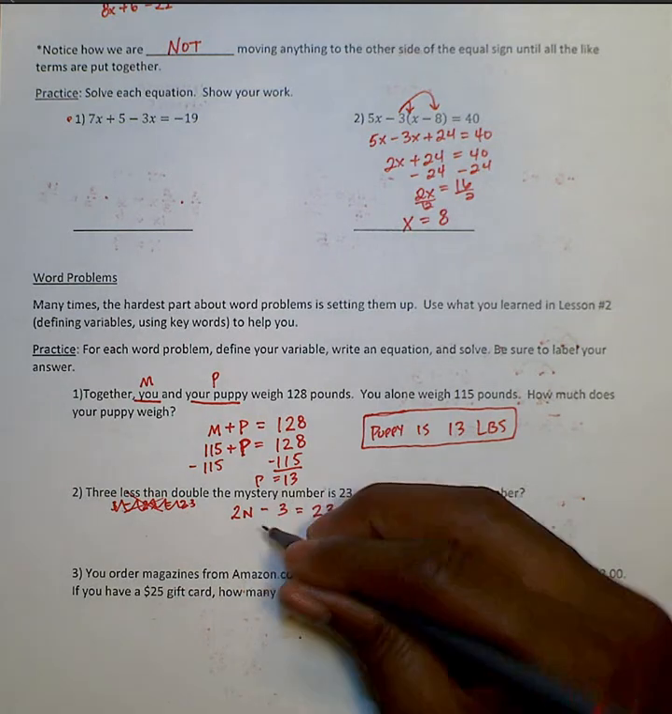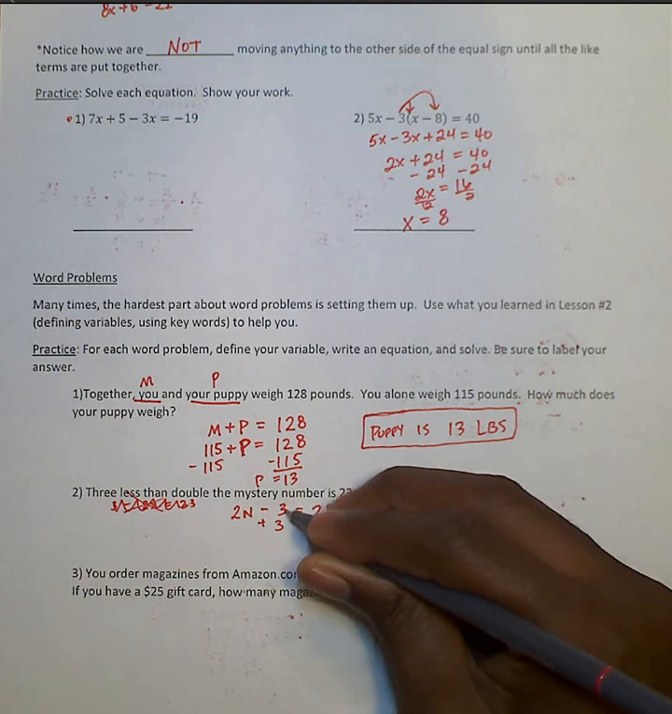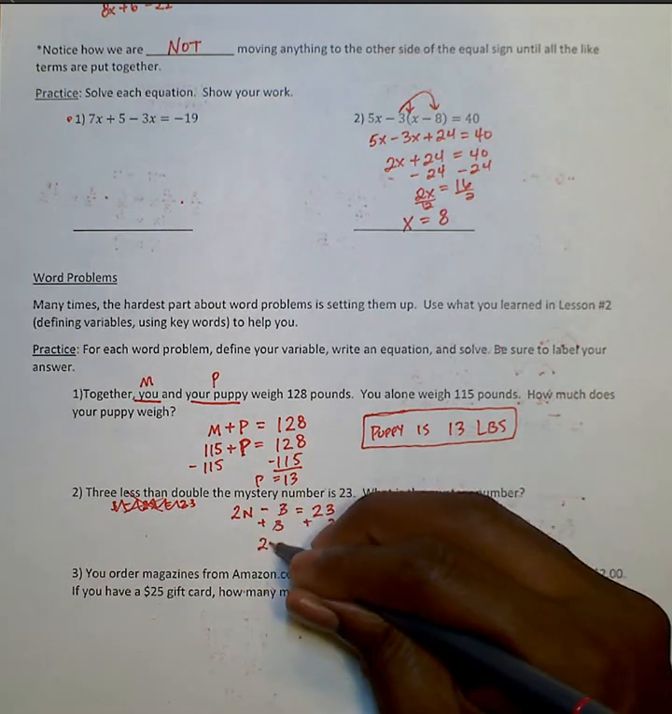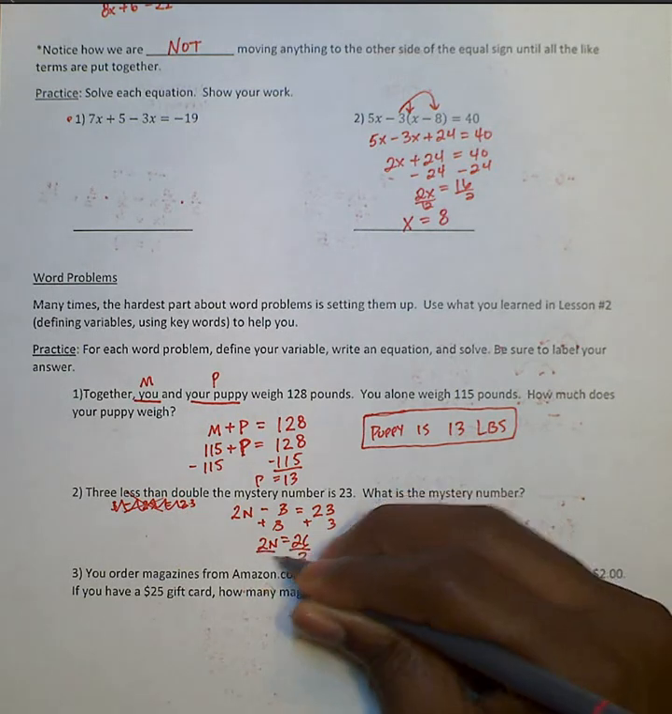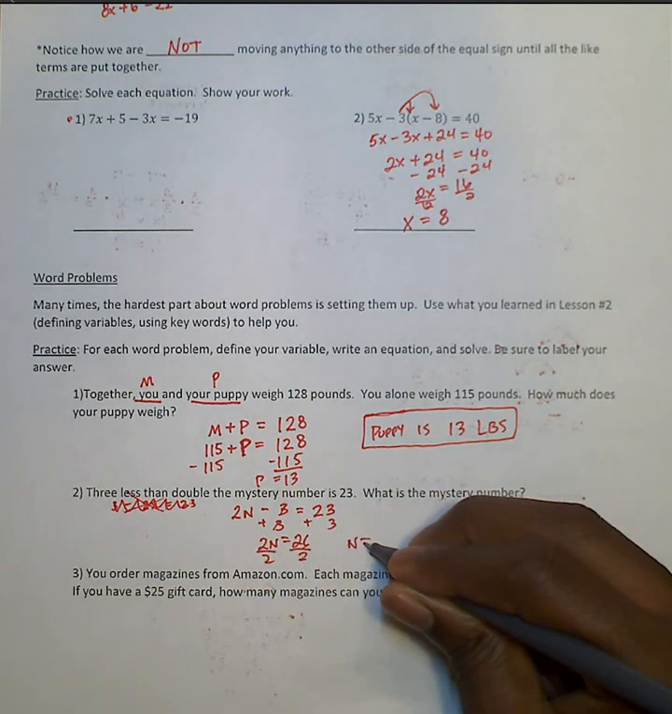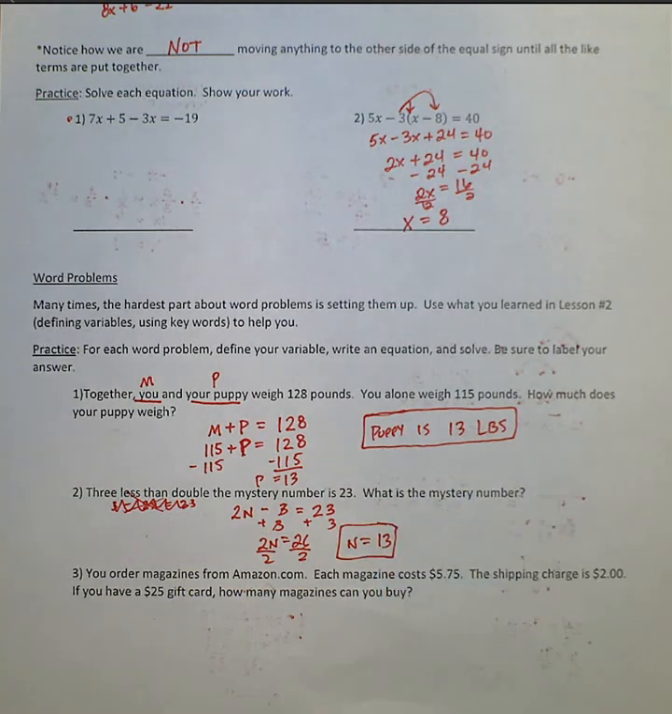I'm going to add 3 to both sides. And then that gives me 2n equals 26. I'll divide by 2. And that will give me n equals 13. So my mystery number is 13.